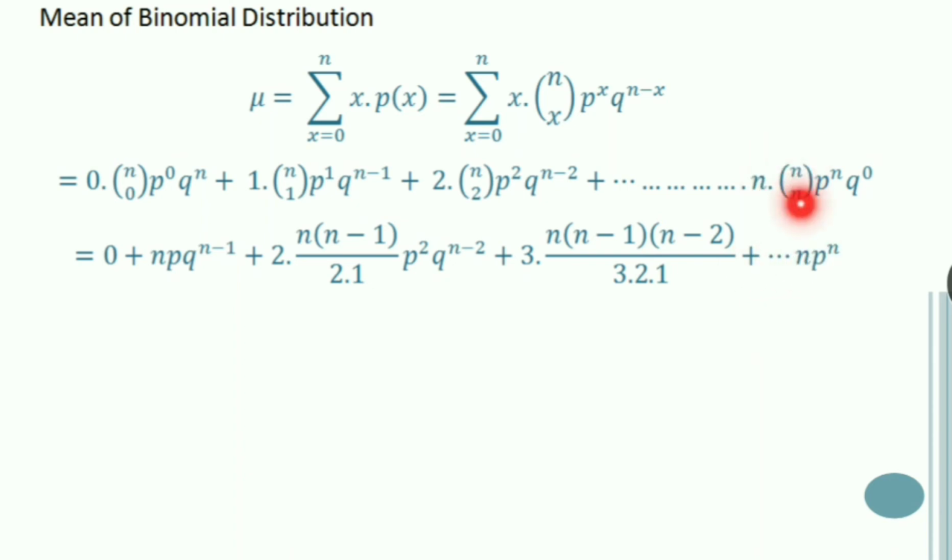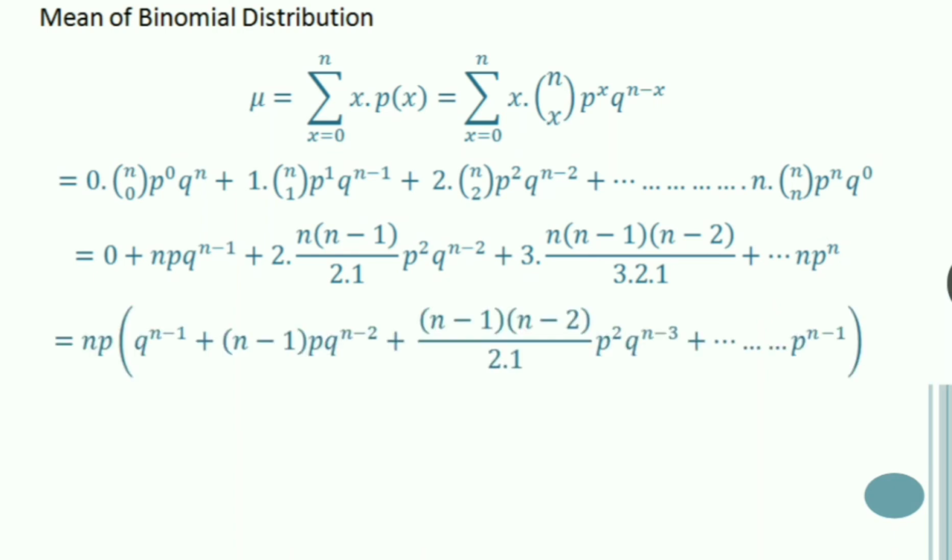In the last, nCn, what is nCn? nCn will be 1 into p raised to power n as it is, q raised to power 0, anything raised to power 0 is 1, so we'll be left with only n into p raised to power n in the last term. So now here you can see n is common from all the terms, n can be taken out. p is common from all the terms, so p can also be taken out. q is not there in the last term, so we'll take out the common terms n and p outside the bracket.